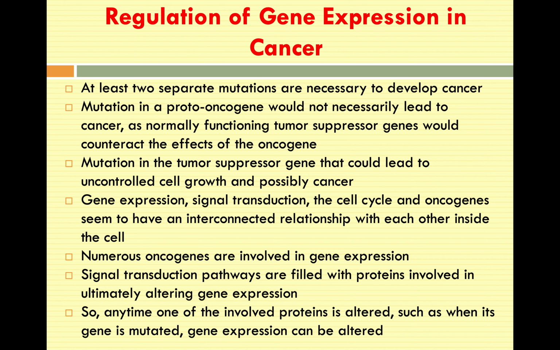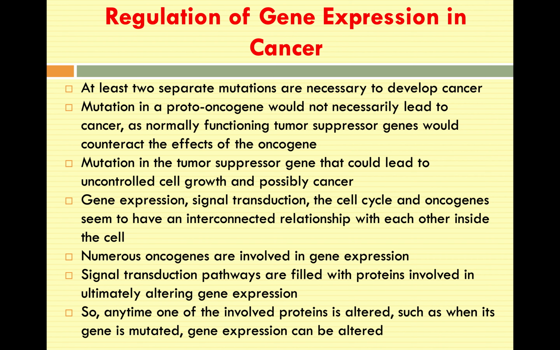A mutation in a proto-oncogene would not necessarily lead to cancer, as normally functioning tumor suppressor genes would counteract the effect of the oncogene. That is the function of tumor suppressor genes, as the name says, to suppress the effect of oncogenes. A mutation in a tumor suppressor gene, on the other hand, could lead to uncontrolled cell growth and possibly cancer. If your tumor suppressor gene couldn't do what it should do to suppress the tumor, it could lead to tumorigenesis or progress to cancer.